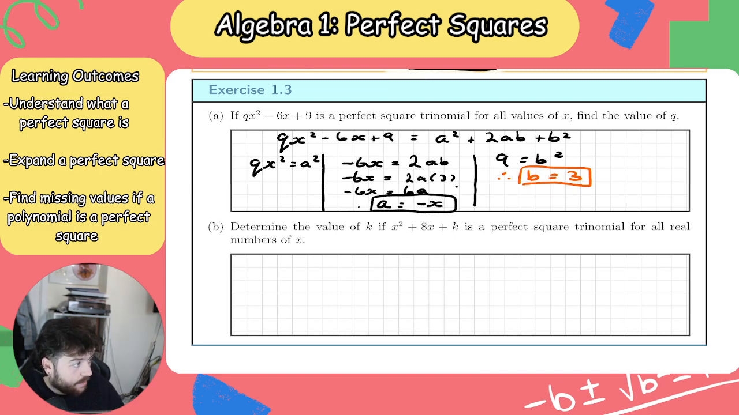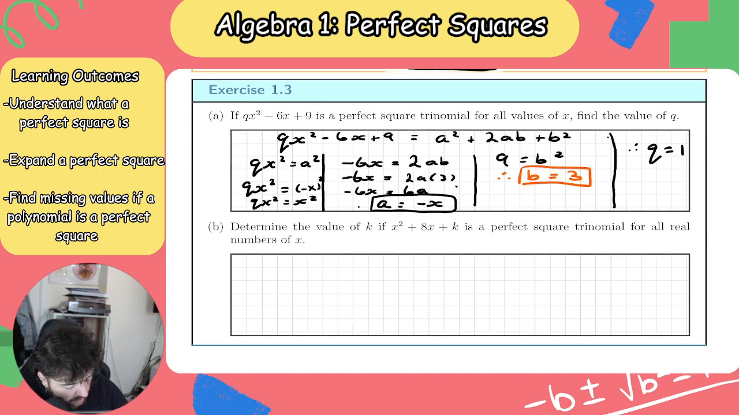So then let's see what my final term is here. So qx squared is equal to minus x squared, so qx squared is equal to x squared. So therefore, let me just write it all over here. Ding, ding, ding. Q has to equal 1. And that's my final answer there. Perfect. Okay, do another one.